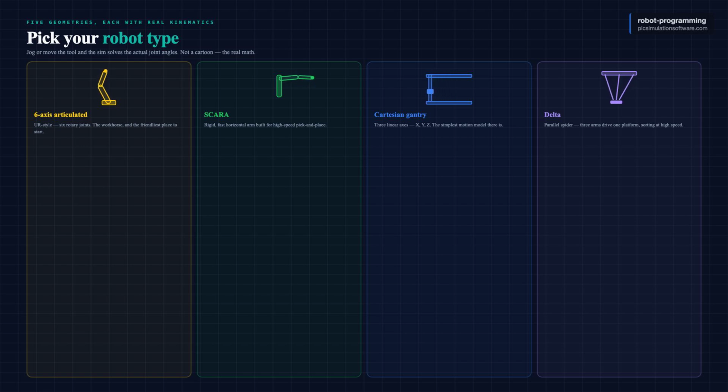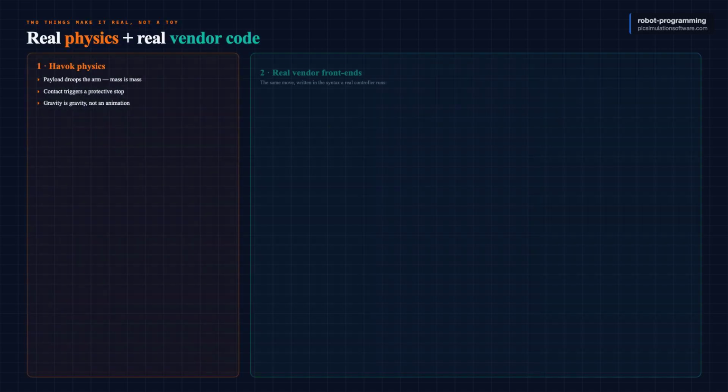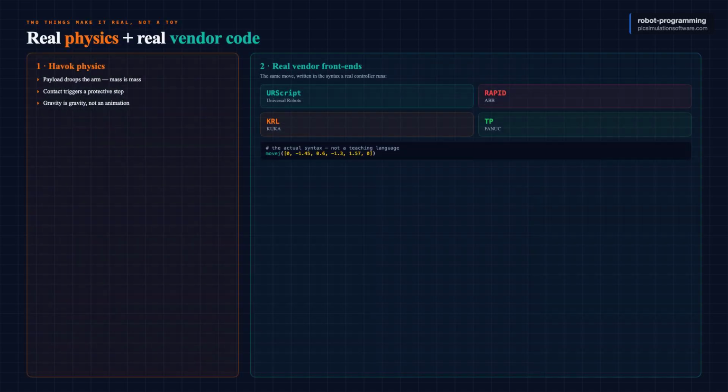Each geometry has its own real kinematics. So when you jog the arm or move the tool, the simulator solves the actual joint angles to put the tool where you asked. Not a cartoon. The real math. 2 things make this real instead of toy. First, the physics. The simulator runs a Havok physics engine. So payload droops the arm. Contact triggers a protective stop. Gravity is gravity.